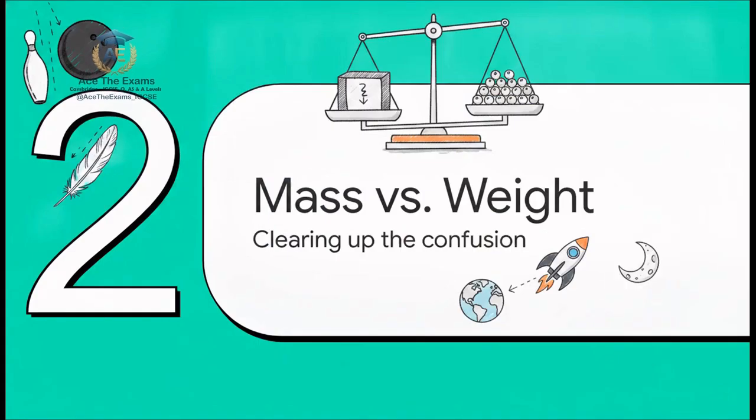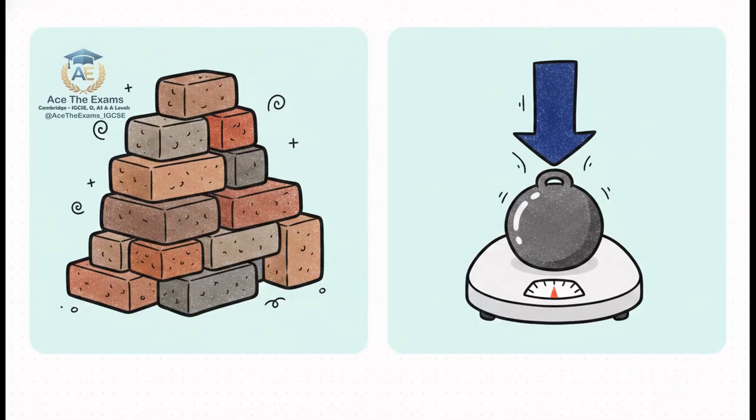Moving right along. Section 2, mass versus weight. Listen closely because this right here is literally the number one place I see people get confused. Mass and weight are not the same thing. Mass is simply the amount of matter in an object. It's measured in kilograms, and it absolutely does not change based on where you are. You are made of a certain amount of stuff.